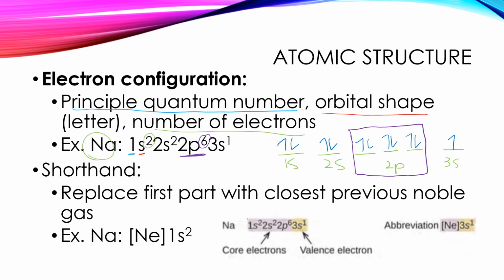We can also write electron configuration in what we call shorthand, which is where we just replace this first part, the core electrons, with the preceding noble gas. So if you look on a periodic table, the noble gas that comes before sodium is neon. So we just replace all this 1s2, 2s2, 2p6 with neon. And then this would say 3s2.